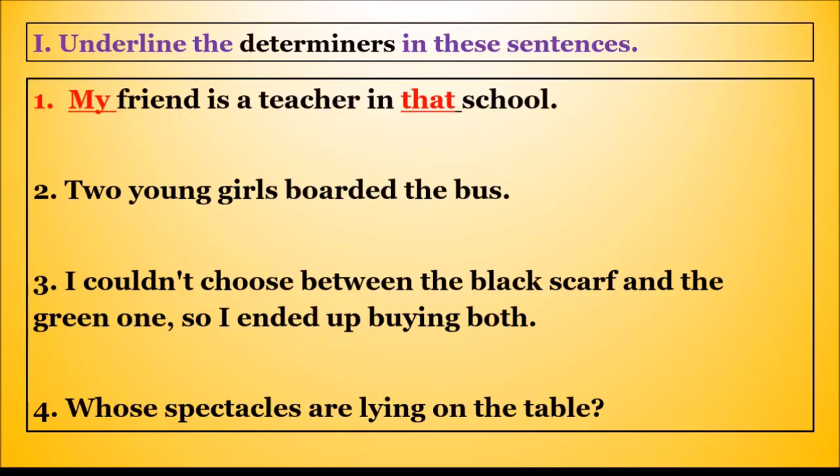Now coming to the exercise part again, it is our work now to do that. Underline the determiners in these sentences. My friend is a teacher in that school. So my is also a determiner, that is also a determiner. Isn't it so? Possessive, demonstrative, right?